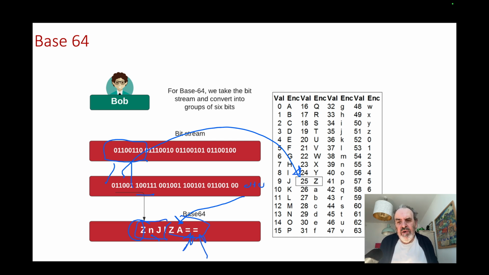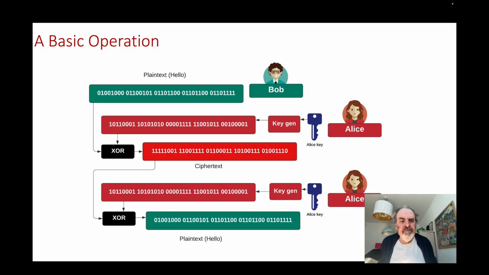And you can often spot base64 because it has these little equal signs at the end. One of the simplest operations that we have is what's called an exclusive OR operation. With this, it's like a simple adder circuit. We take a 0 and a 0 gives us 0, a 0 and a 1 gives us 1, 1 and a 0 gives us 1, a 1 and a 1 gives us 0.